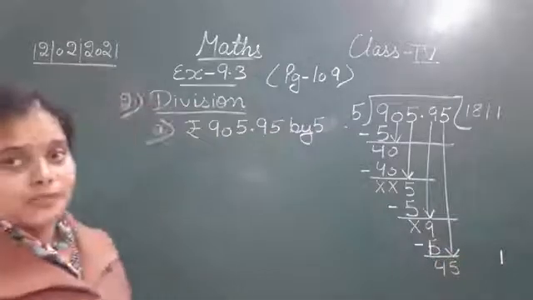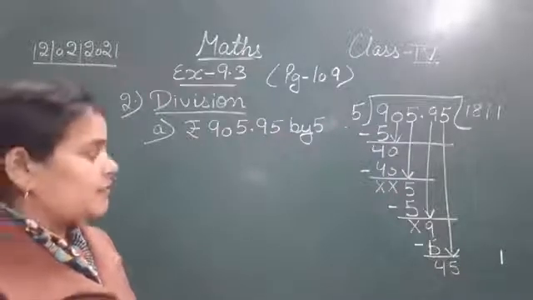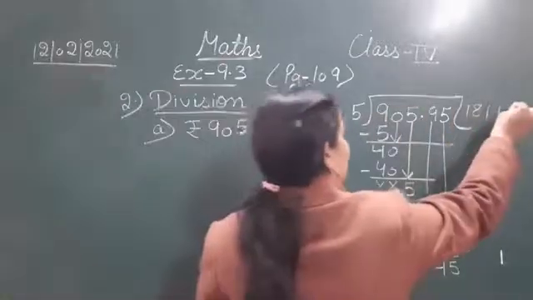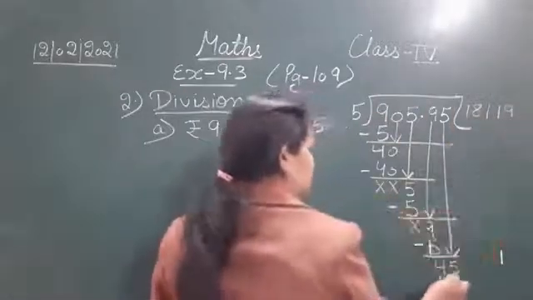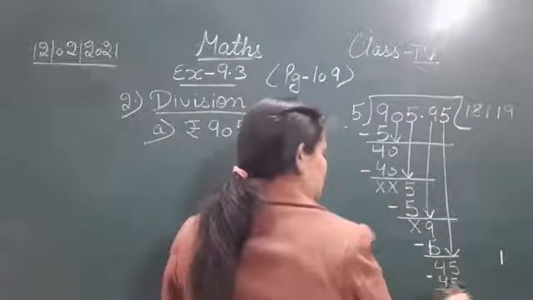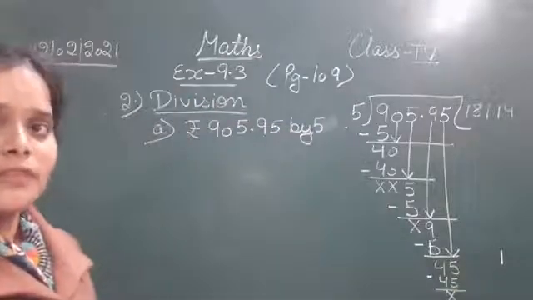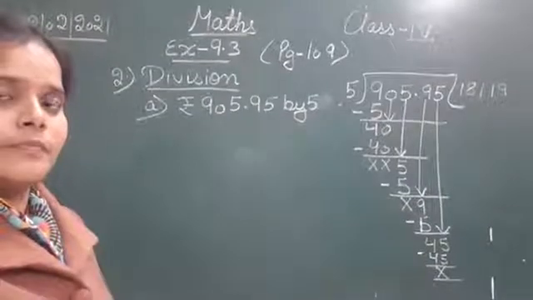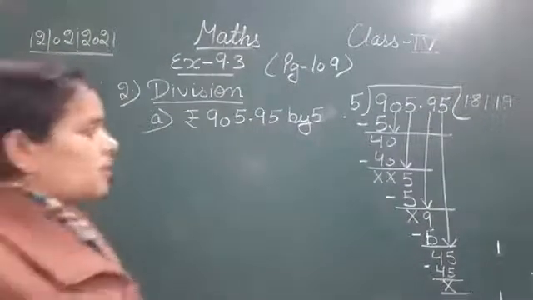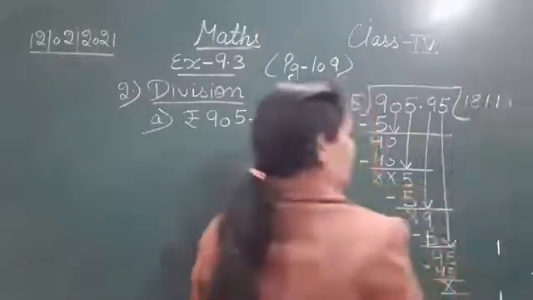Okay, 5 के टेबल में 45 आता है. Yes, it comes, 5 nines are 45. So 45 minus 45, nothing will be left. Okay, so the answer we got after division is 18119.